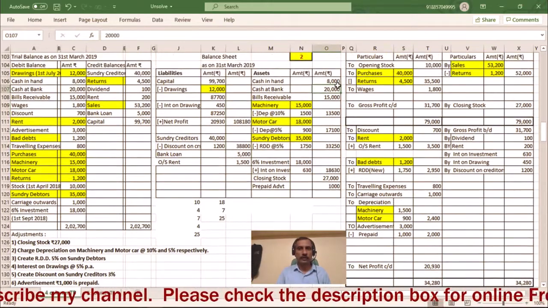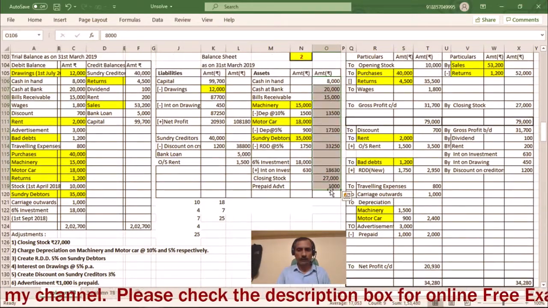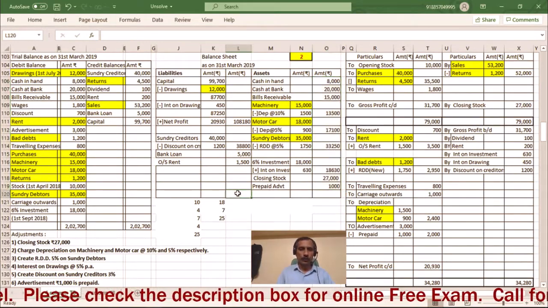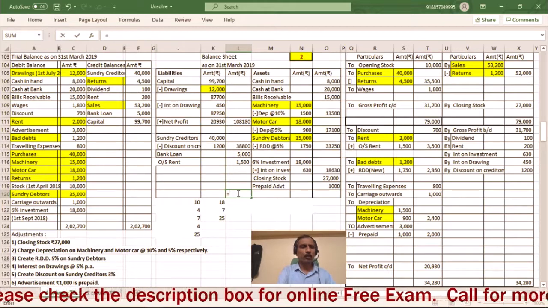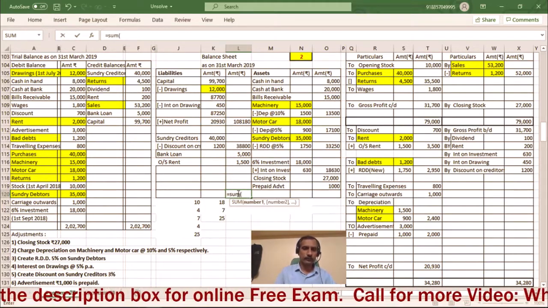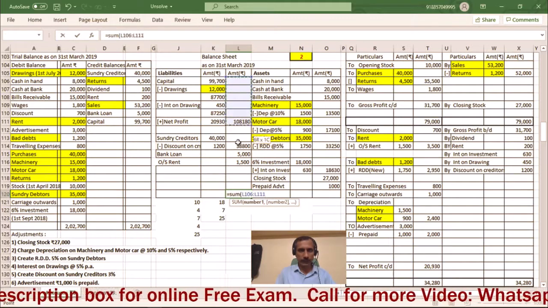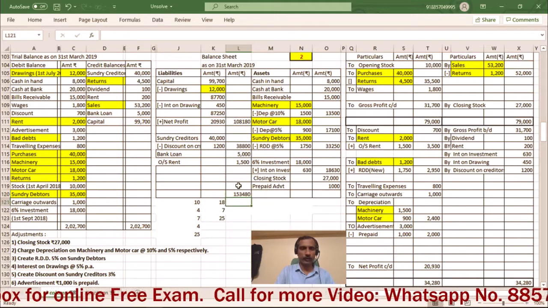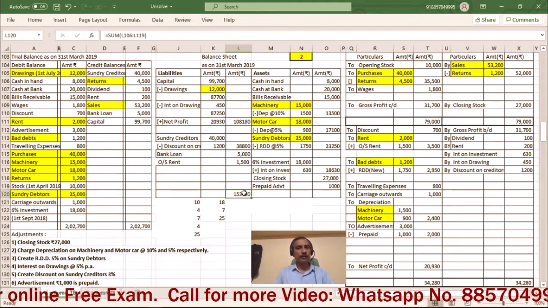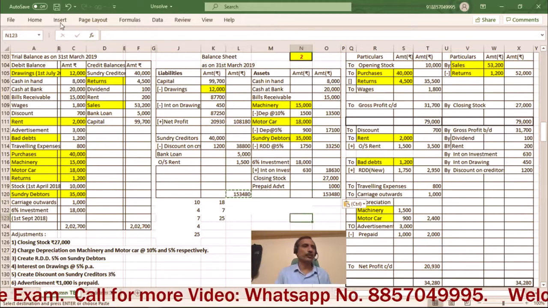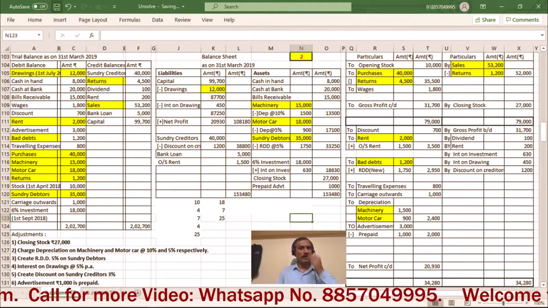1,53,480. Otherwise you can use this formula: sum equals, choose the first cell, select from the first cell to the last cell, and close the bracket. The same formula we have to paste on the credit side. So in this way we have solved this problem.